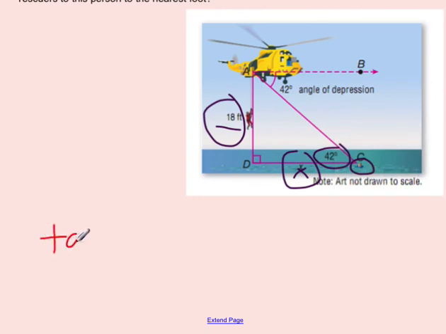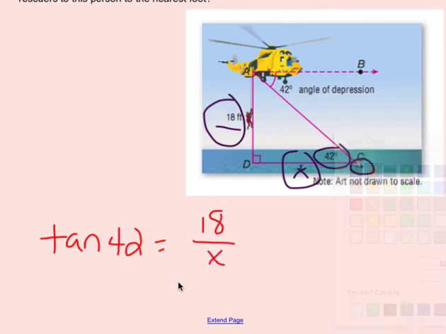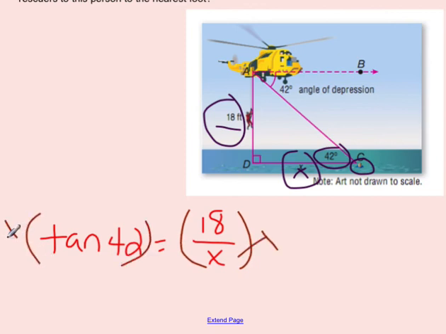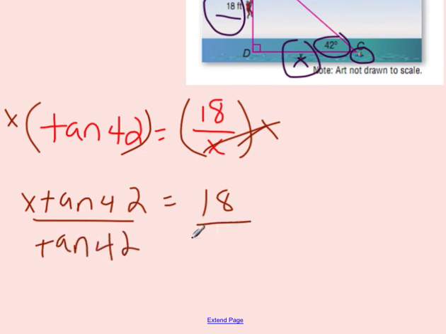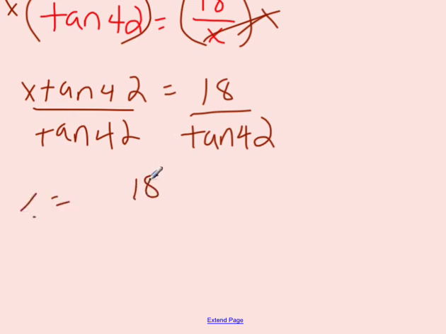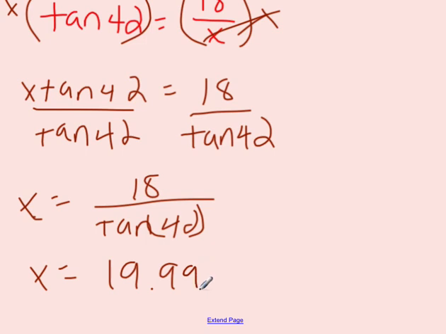So we're going to take tangent of 42, and we're going to set it equal to our opposite over our adjacent. So again, to start solving this, I'm going to start by multiplying both sides by x. And then I get that x tangent of 42 is equal to 18. Now to solve for x, I need to divide both sides by tangent of 42. And I end up getting x is equal to 18 divided by tangent of 42. Again, now it's ready for us to plug it into your calculator. And when we do that, we get 19.99. And we look, everything is labeled in feet.